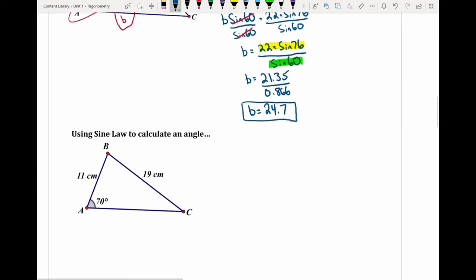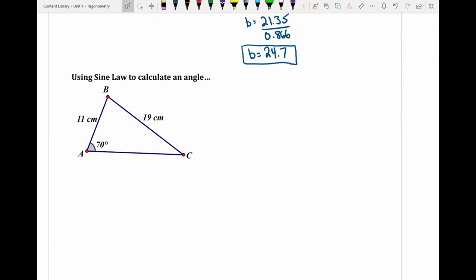The next example we're going to look at is using sine law to calculate an angle, and it's very similar except for the last couple of steps. Everything else is very similar. So what we want to do again is check to see if you have a full pair and half a pair. In this case, we do have a full pair. I have again my A's, angle A and side A, and I have half a pair here with C. I have the side, I don't have the angle. That means that I can solve for that.